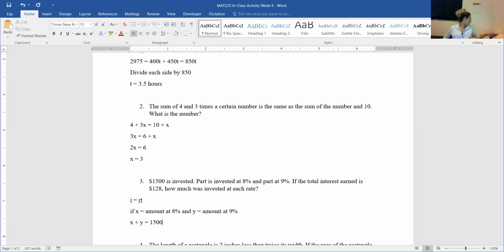Thought we were gonna work on these together, but apparently not. So that's basically what it's looking like. X plus Y equals 1,500. Right.